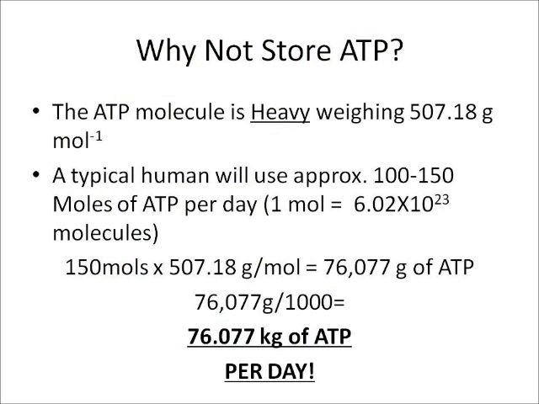Why not store ATP? Next slide. The ATP molecule is heavy, weighing 507.18 grams per mole. A typical human will use approximately 100 to 150 moles of ATP per day. So if you work through that math, that means we're using over 76 kilograms of ATP per day. So it wouldn't be good to have a weight fluctuation of 76 kilograms, right? That would be a bad thing.